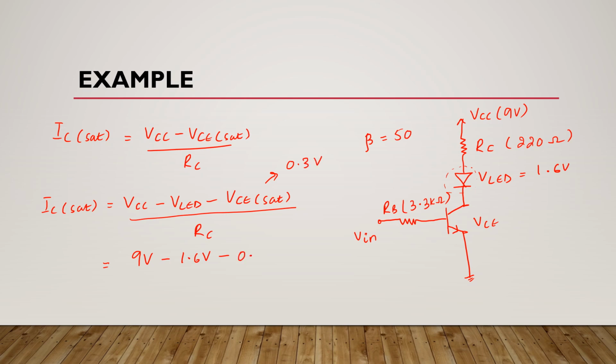Now we put this value here, and we know that this RC is 220 ohms. After solving this, you will get the value of saturated collector current, which is 32.3 milliamperes.